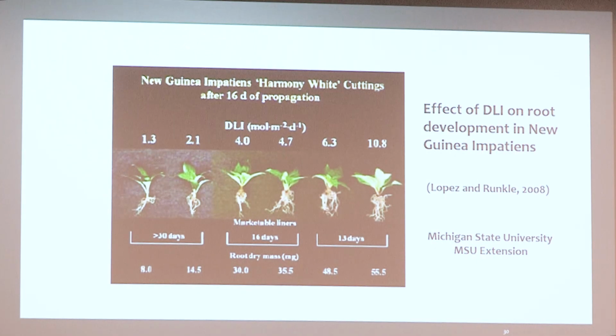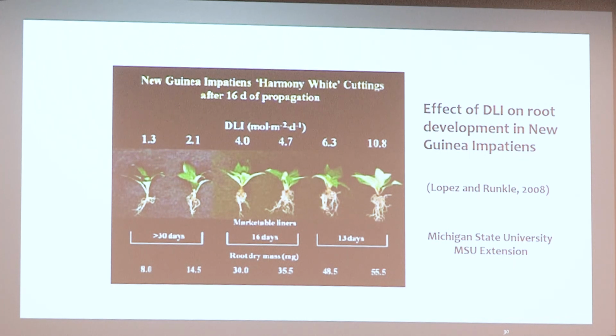Another example I wanted to give is for cuttings for producing young plants. Again, Ling emphasized temperature control. Here I'm showing how light can also affect the quality and the production time. Here are New Guinea impatiens cuttings with daily light integral from 1.3 all the way to 10.8. These are considered marketable cuttings. In 16 days you reach this much with 4 to 5 moles per day. For this group, if you increase the daily light integral, to reach this stage you only need 13 days. And for the low daily light integral, to reach this stage you need more than a month. So you see, the increase in daily light integral makes sense.